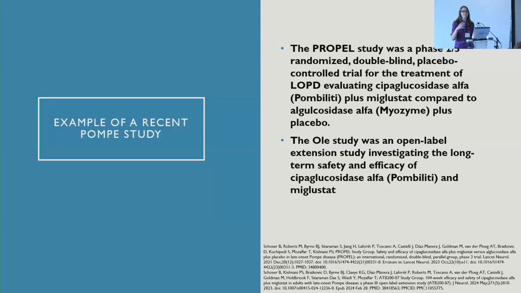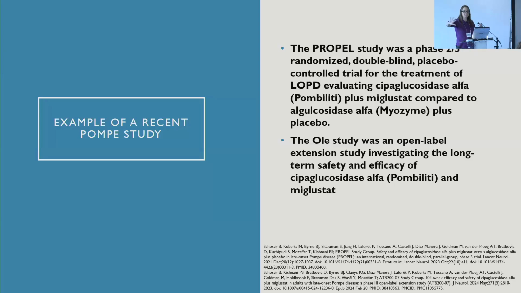They found that it was non-inferiority, which means it's not inferior, which are these big words, and you're like, what is the difference? But an interesting thing about this trial is that when they took out the naive patients and just looked at the patients who had been on enzyme, the myozyme in this case, before, and switched over to the combination of the Pombiliti and the miglustat, they actually found that it was superior in both the 6-minute walk test and the forced vital capacity. And then they went on to another 2 years on the OLE study, so an extension study.